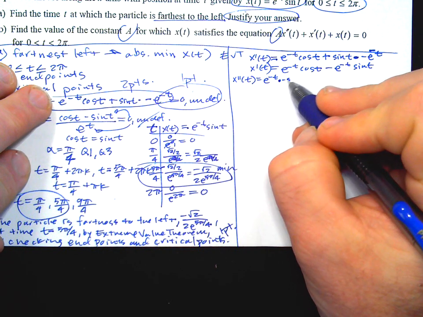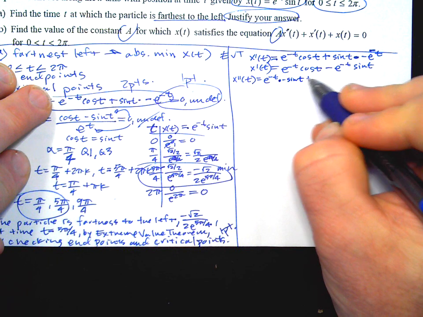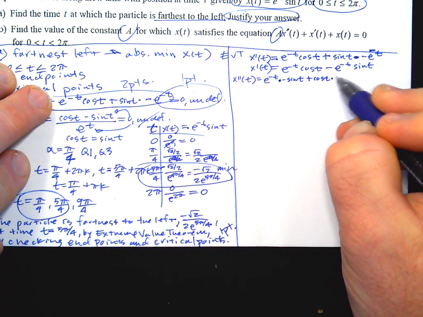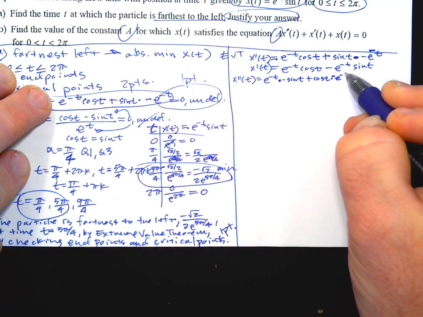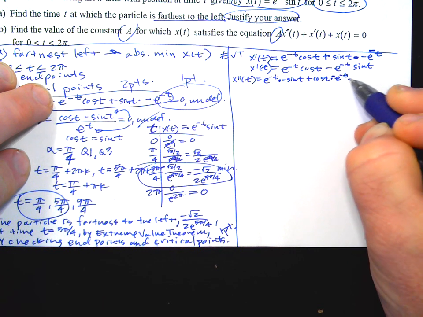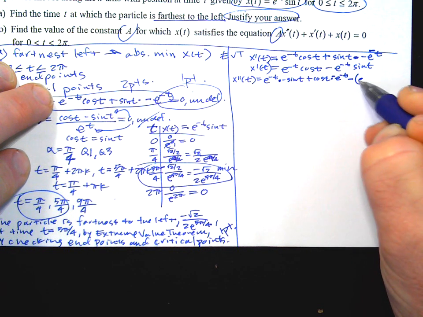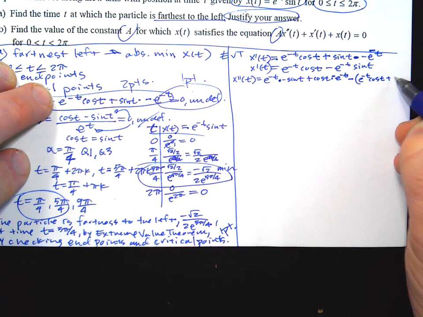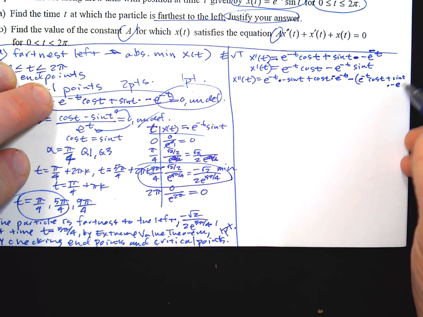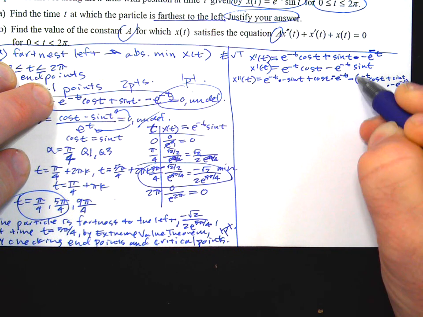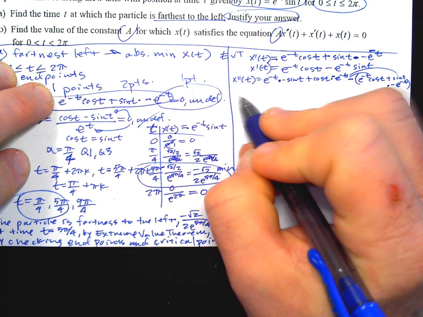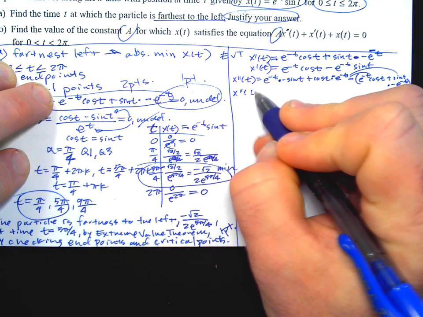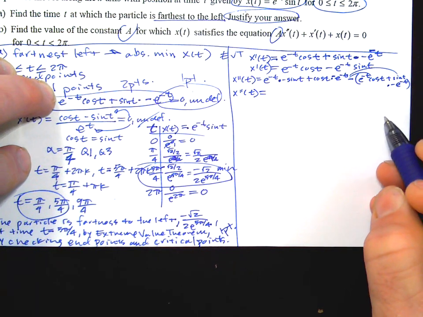Negative sine t plus cosine t times the derivative of e to the negative t, which is negative e to the negative t, minus, now I'm going to put parentheses around this, e to the negative t times cosine t plus sine t times negative e to the negative t. And I have to distribute that subtraction. So let's see if we can clean this up. Are there any like terms?